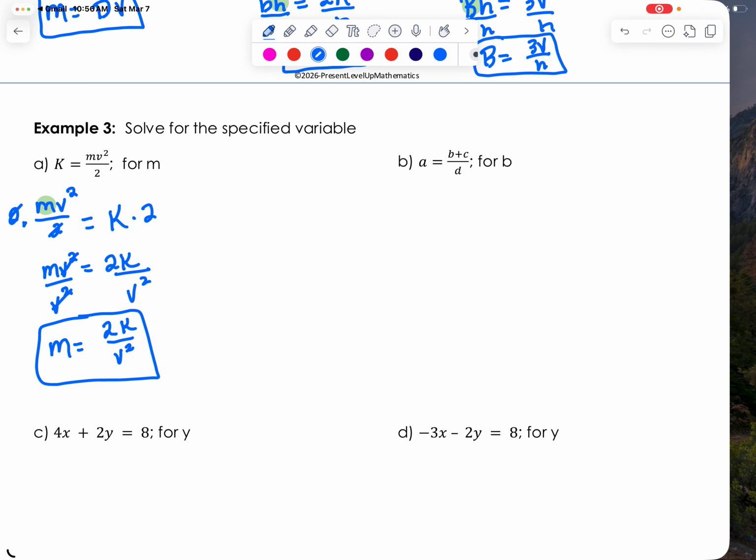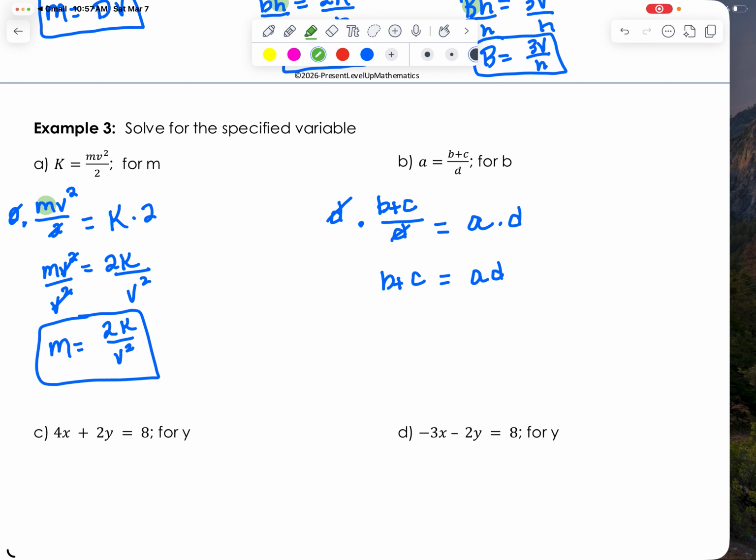All right, problem B. We have a equals b plus c divided by d, and we're solving for b. So I'm going to rewrite this as b plus c over d is equal to a. All right, so when we have a fraction, remember our first step is to eliminate that fraction. So I want to multiply both sides by the denominator. So multiply both sides by d. So this d would cancel with this d, leaving me b plus c equals a d.